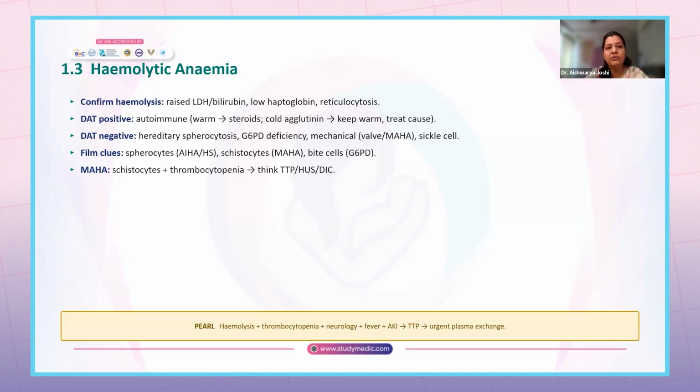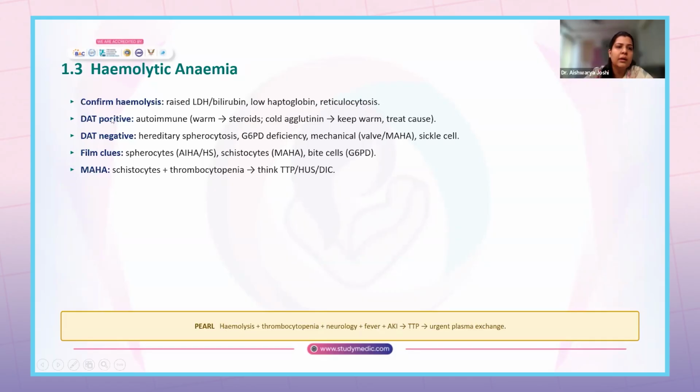Hemolytic anemia, you need to confirm hemolysis. How? By raised LDH and bilirubin, low haptoglobin, and with the presence of reticulocytosis. Hemolysis refers to peripheral breakdown. So the bone marrow will respond with increased synthesis.